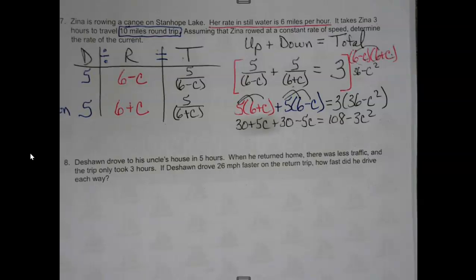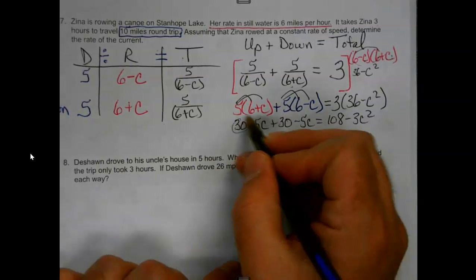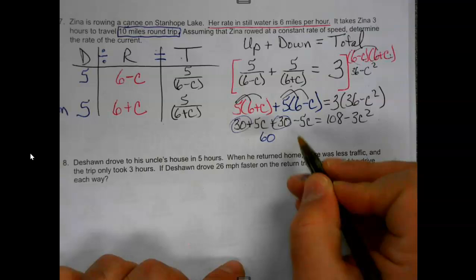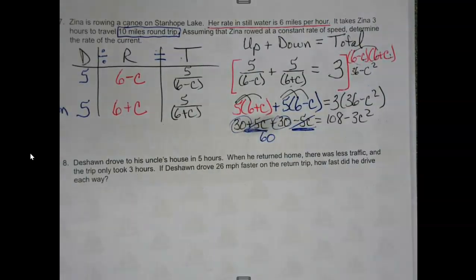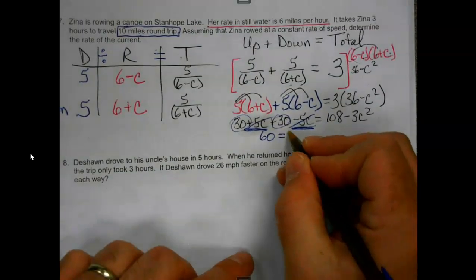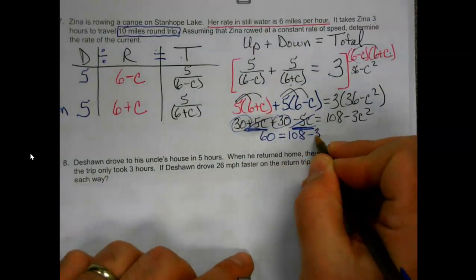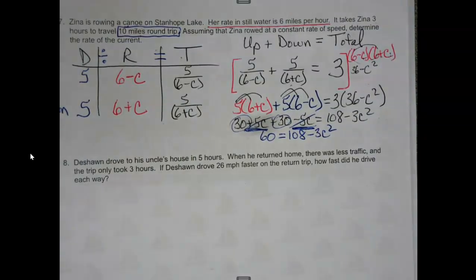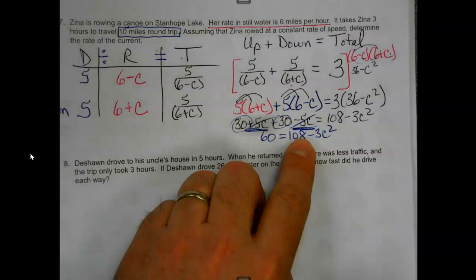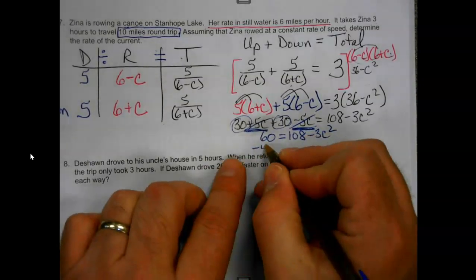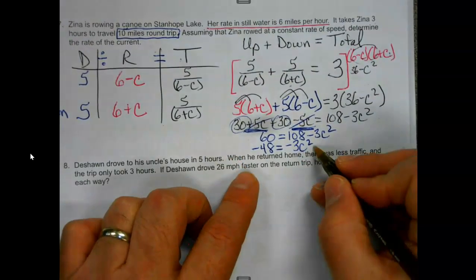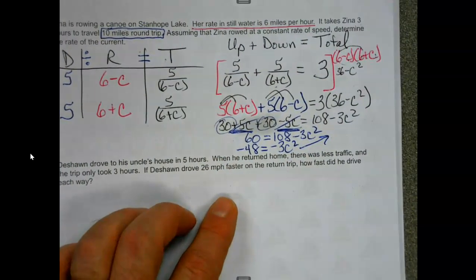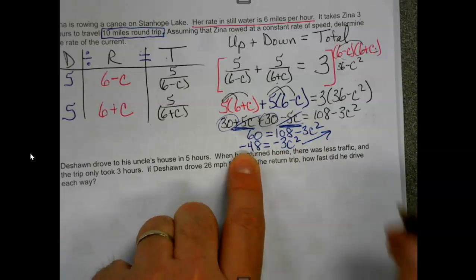When I simplify the left, so 30 and 30 is 60, okay. Ooh, plus 5c and minus 5c, they cancel. Yes! I get to do a regular algebra equation. I'm not going to have to do no fancy factoring. Minus my 108 over. No worries about the negative in front of my c squared. It's about to go away. Divide by negative 3.